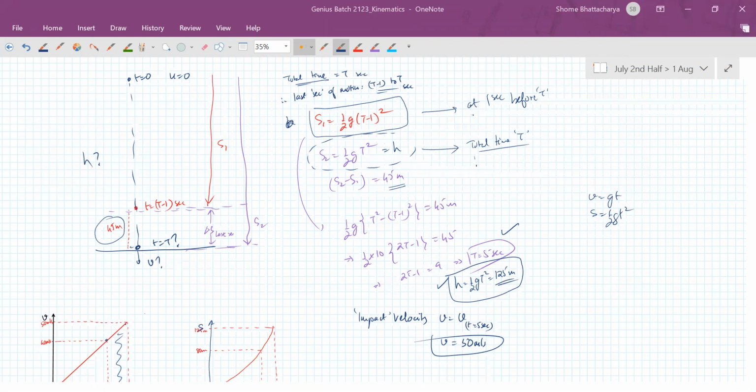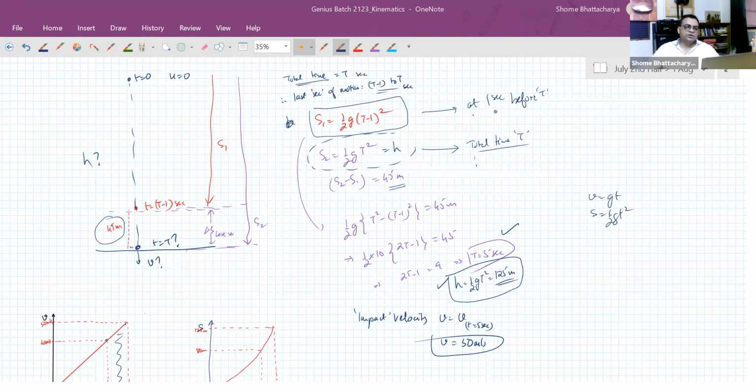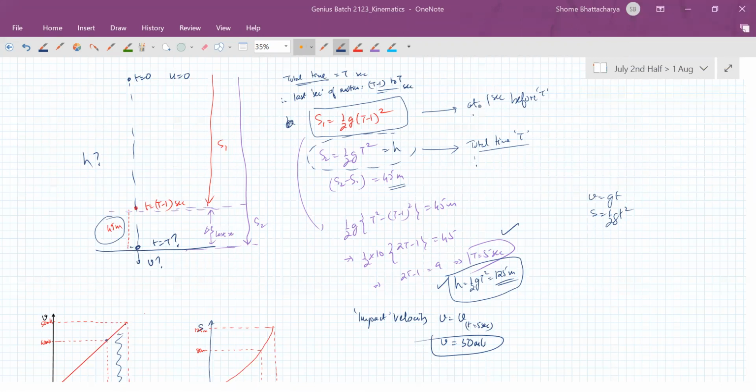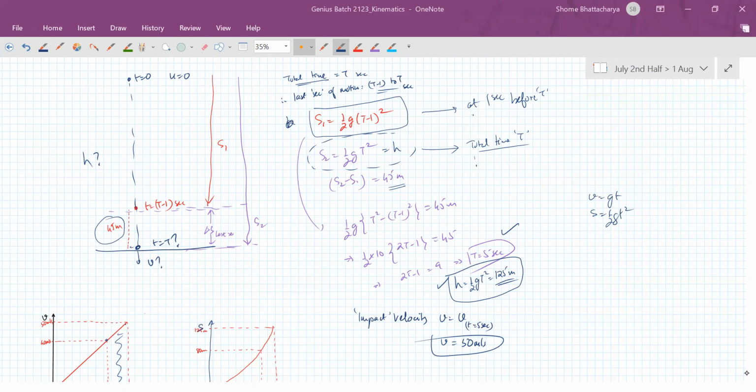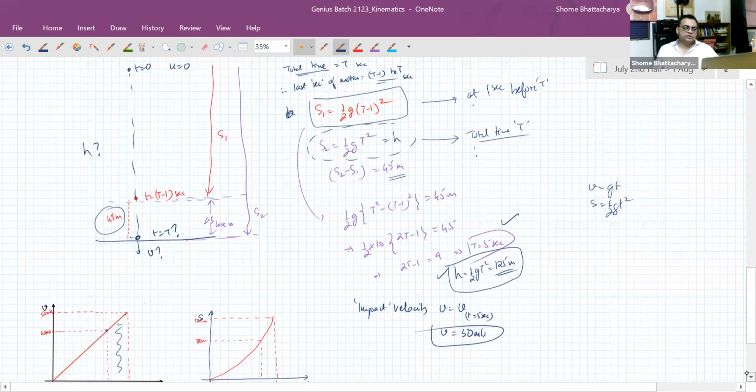Sir, I didn't get the impact velocity part. Impact velocity is the velocity just before it hits the ground. So now we know when it hits the ground: capital T, and capital T we calculated as 5 seconds. Yes, sir. So what is the velocity just before hitting the ground? It's acceleration due to gravity into 5 seconds. So that's how we can.